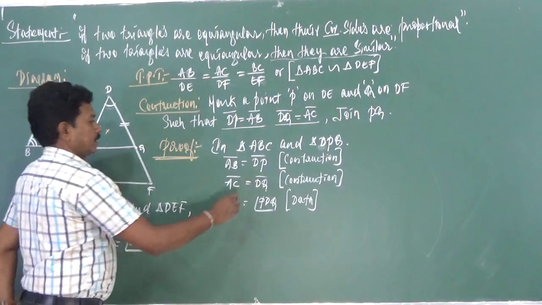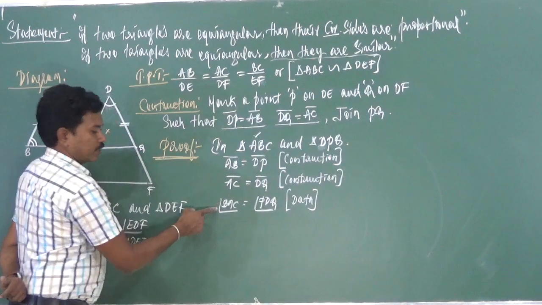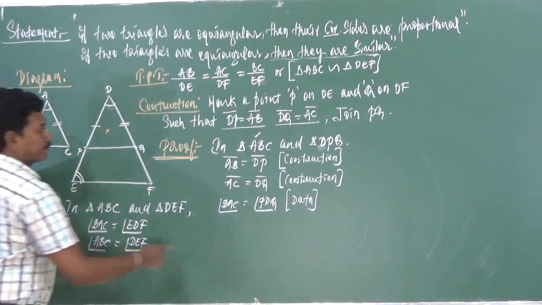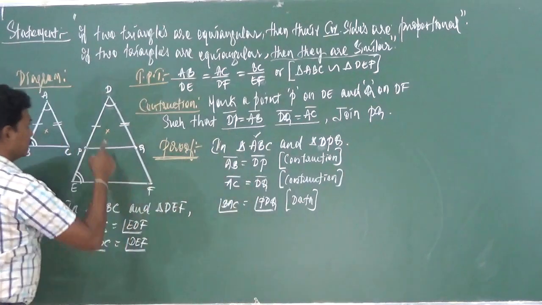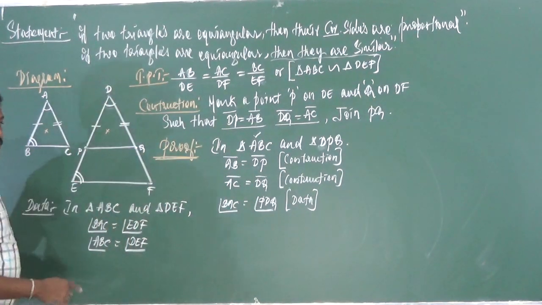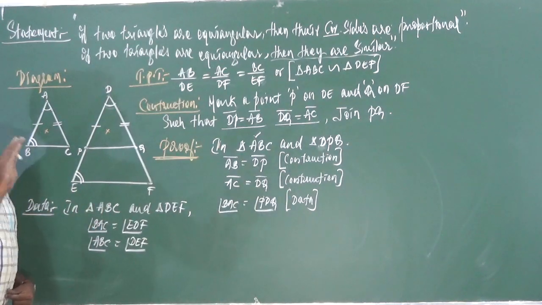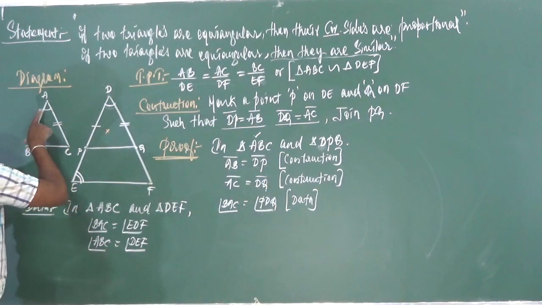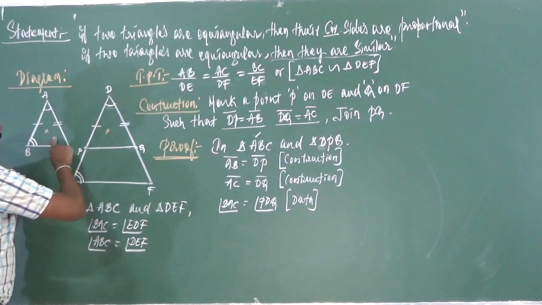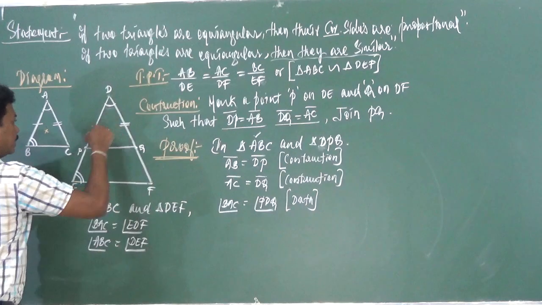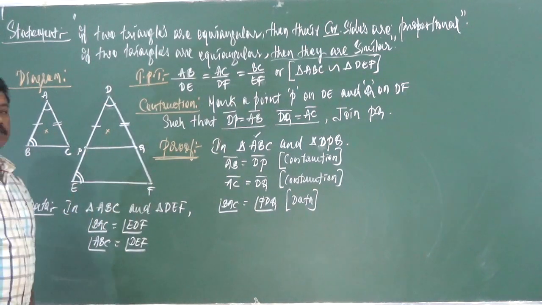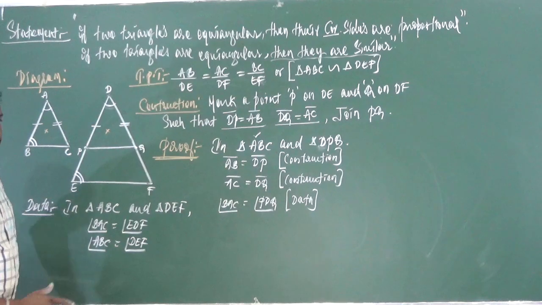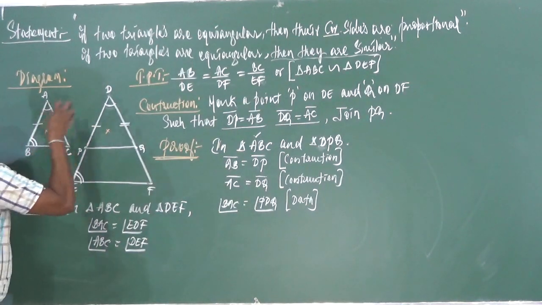Now, in the first triangle, I have two sides and an included angle. And in the second triangle, I have two sides and an included angle. So, according to the SAS postulate, lemma 1, please remember lemma 1: if two sides and an included angle of one triangle are correspondingly equal to the two sides and the included angle of the other triangle, then both the triangles are congruent according to the SAS postulate. Done?